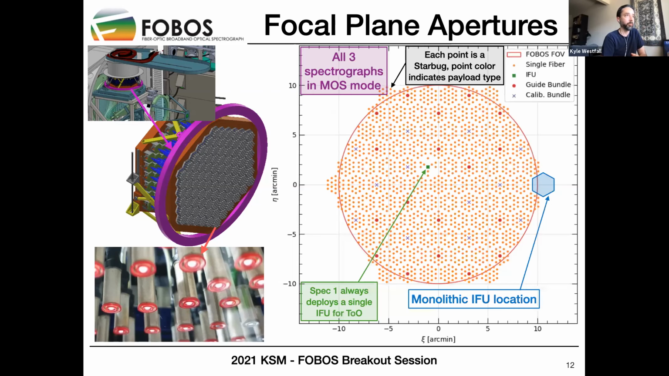So here's what the focal plane looks like if you put all 3 spectrographs in MOS mode. The individual orange points are single fiber apertures. The single green point that you see there is an IFU that's always deployed by spectrograph 1, which is to enable quick access to integral field spectroscopy of targets of opportunity. And then the blue hexagon to the right is the position of where the monolithic IFU will live. And the red circle outline is the 20 arc minute field of view for the Keck 2 Nasmyth port, which Phobos has full access to.